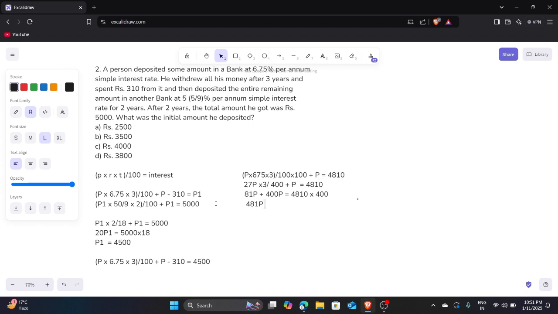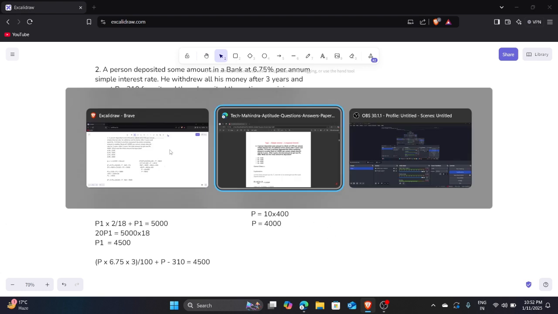P is already here, which is equal to nothing but 4810 multiplied by 400. So when you solve this, what you get is this 481 and 481 here, so it is nothing but P is there, and 10 is remaining, multiplied by 400. So the answer you get is nothing but P equal to 400.